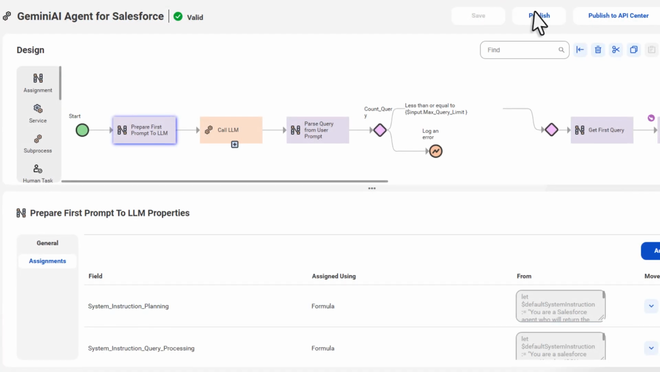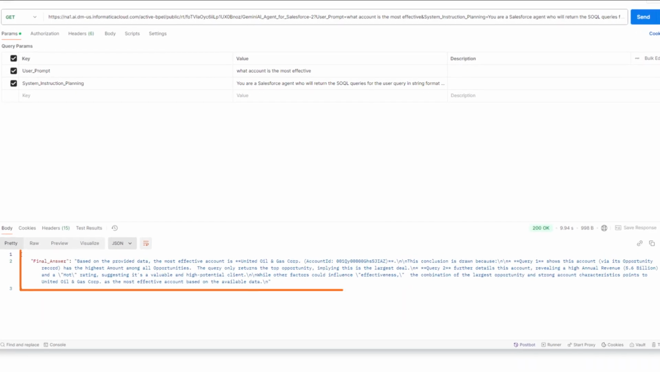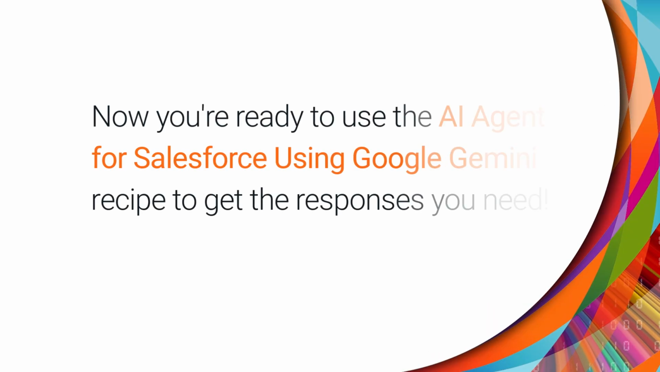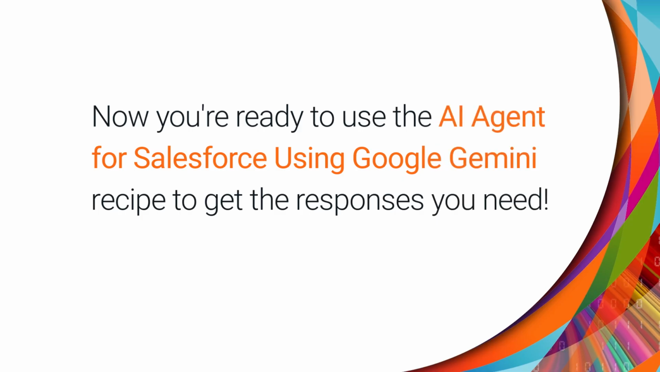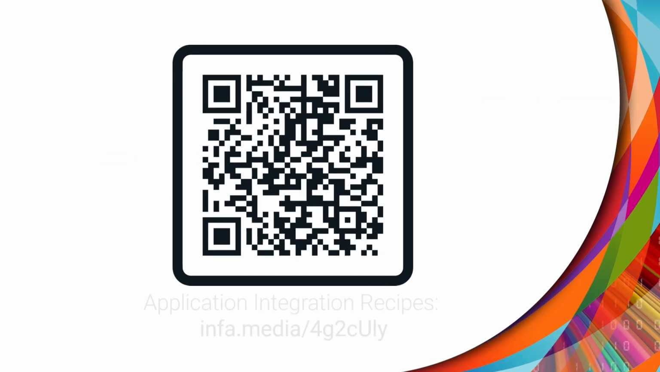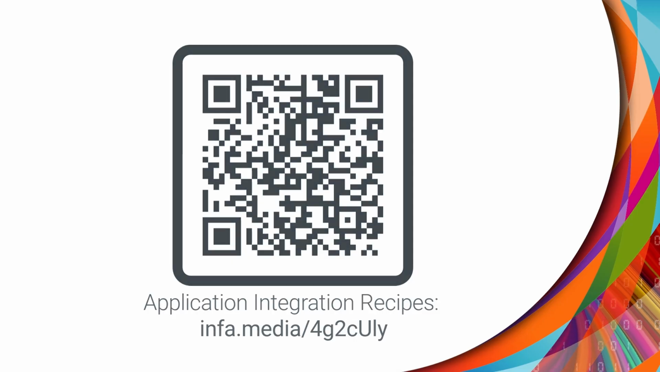You can also invoke the process by using REST or SOAP API endpoints in any API client or any programming language. And that's it. The AI agent for Salesforce using Google Gemini Recipe is simple to use, and it effortlessly delivers the responses you need. For more information, see the application integration recipe guides on the Informatica documentation portal.